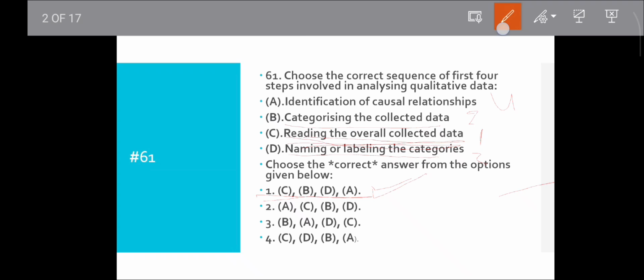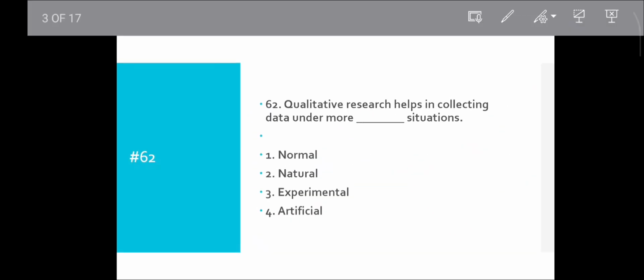Move to the next question. Question number 62. Qualitative research helps in collecting data under more dash situation: normal, natural, experimental, artificial. Which one? Qualitative research studies people in natural settings. That means real life situations. It focuses on understanding behavior as it occurs naturally. That's why the natural option is the correct fit in the dash. So it will be the correct answer.